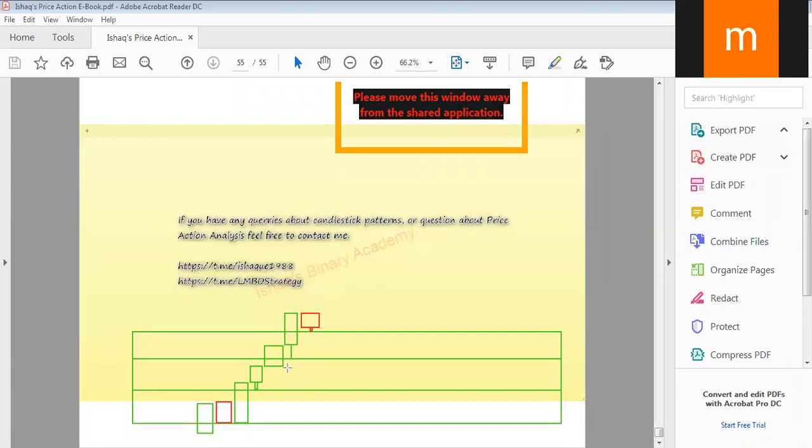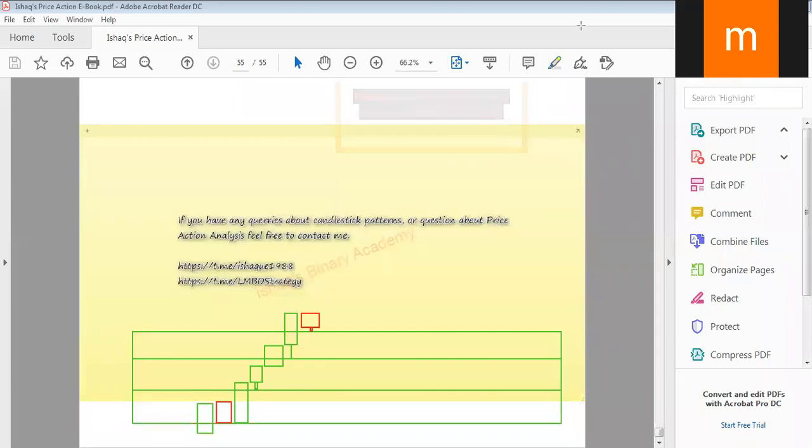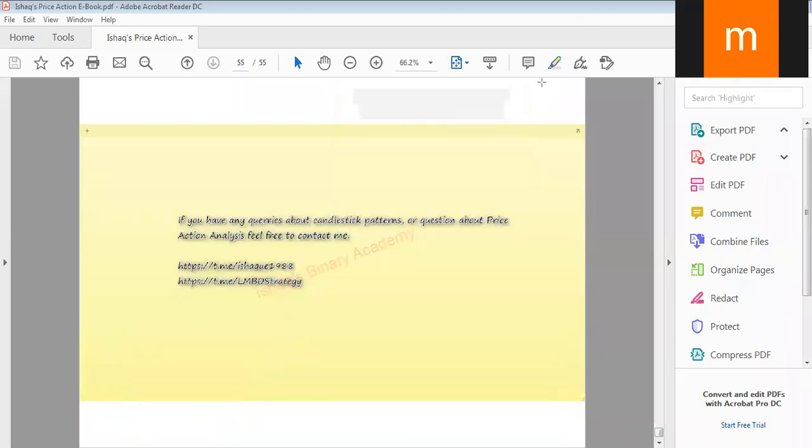So you must follow each and every level. If you leave the level, you cannot trade. Now I give you another thing: how you can trade, and what decisions you can take while trading.